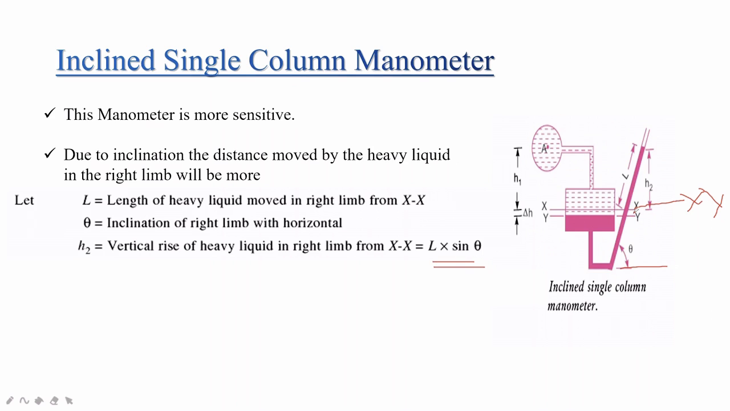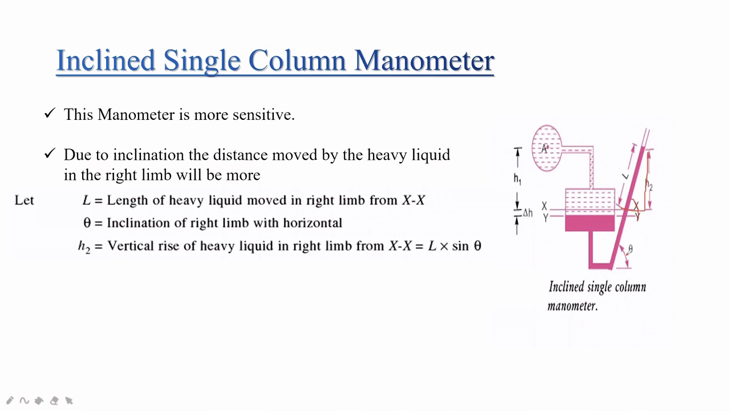This distance will be H2. Whenever a triangle is like this, this theta is known, and this distance we know. So this distance is L into the sine of the angle. That is the same. So L into, see here, it will also form a triangle.